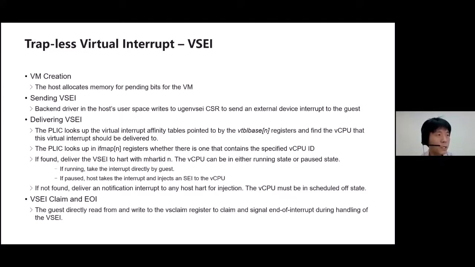After the guest receives the external interrupt, it needs to handle it. There are at least two steps during the handling of the interrupt. So for guests to claim and to signal the end of interrupt processing, the guests just directly read from and write to the VS claim register to claim and signal it. Reading and writing to this particular register does not cause traps to the host in our design.